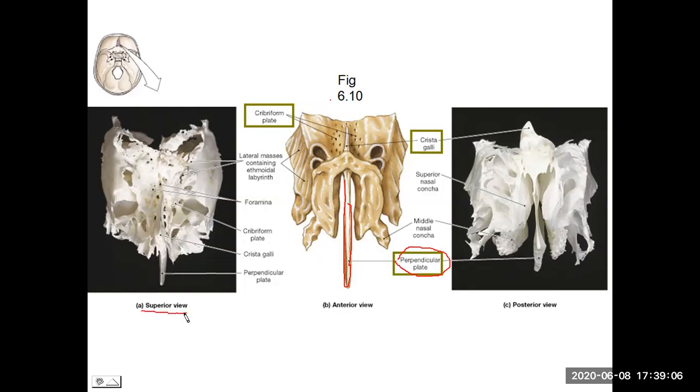However, the superior portion of the ethmoid bone itself, we're seeing this surface here with all the holes in it. The entire flat surface, that's known as cribriform plate. It's that flat surface with the holes, cribriform plate. And the protrusion sticking upwards from that spike is known as a crista galli.